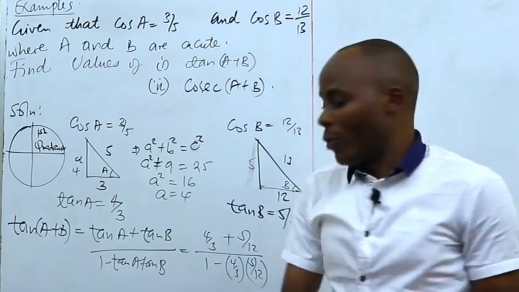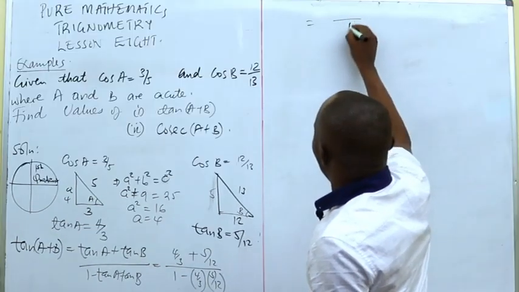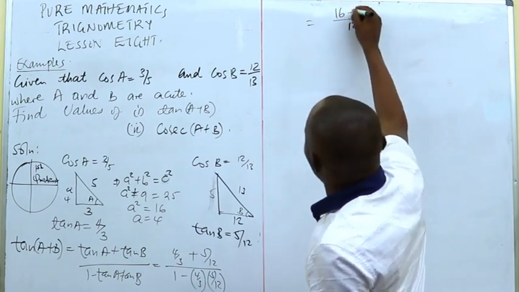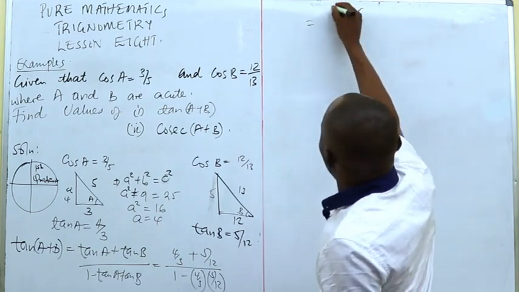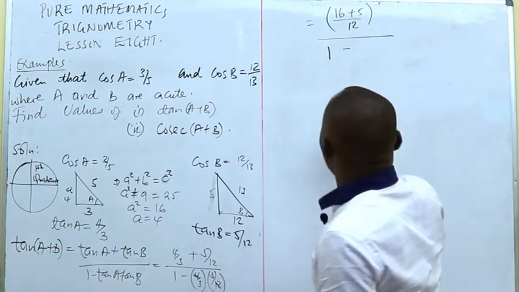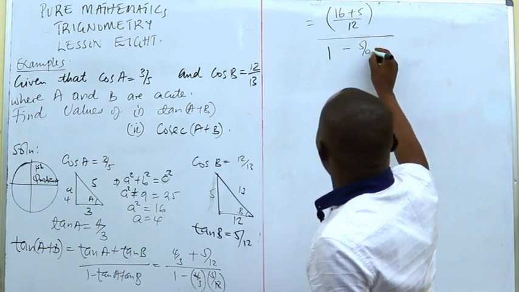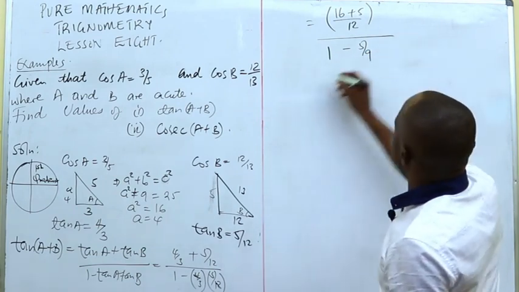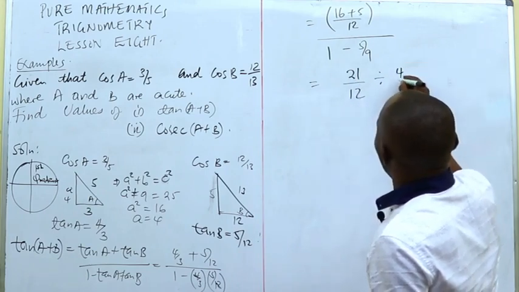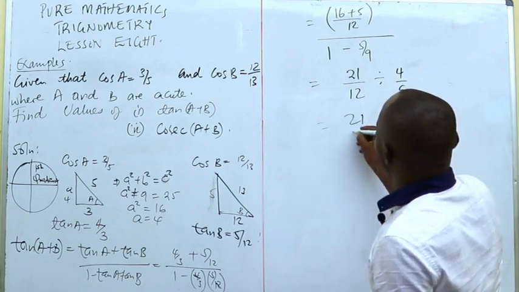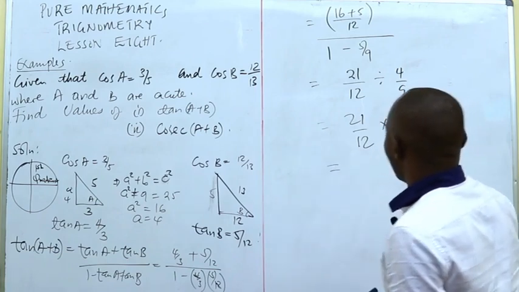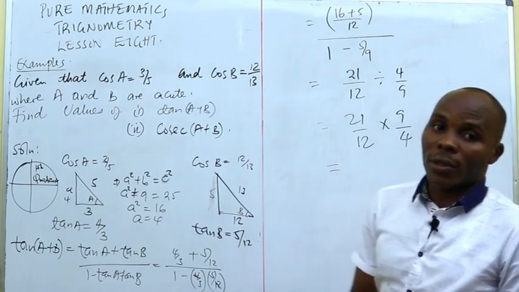In the numerator, the LCM is 12, so we have 16 plus 5 over 12, over 1 minus 5 over 9. Okay, so this is 21 over 12 divided by 4 over 9, or 21 over 12 times 9 over 4. If you try to simplify it, you'll get what is required.